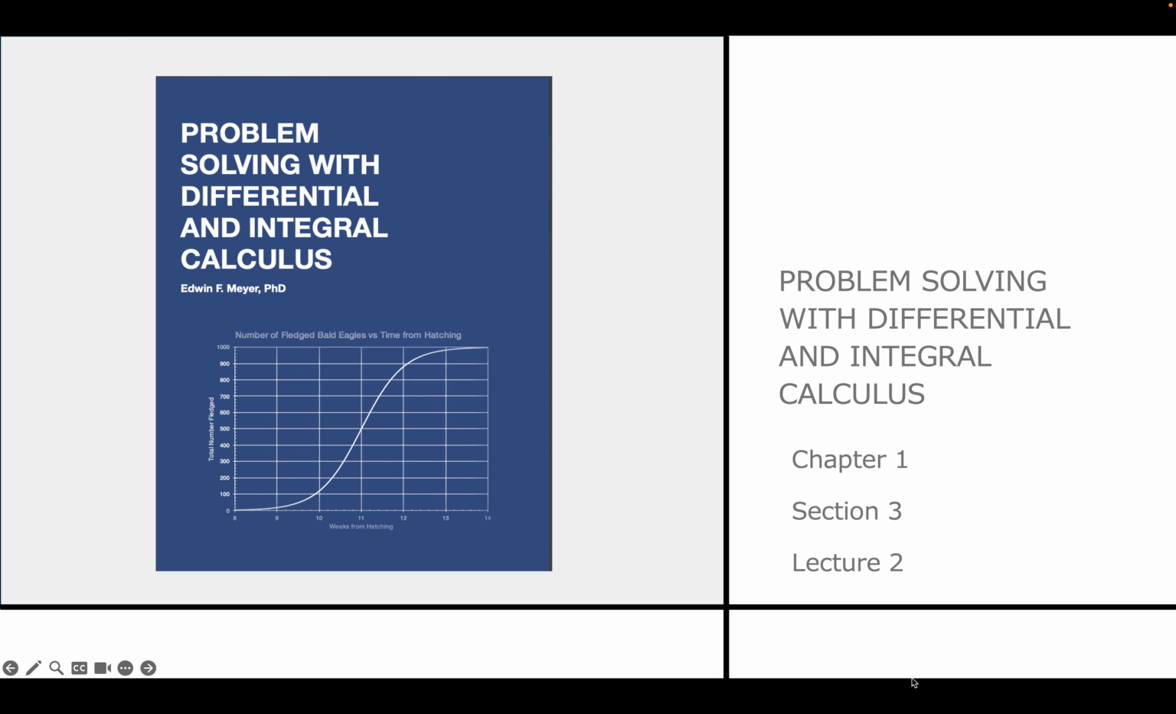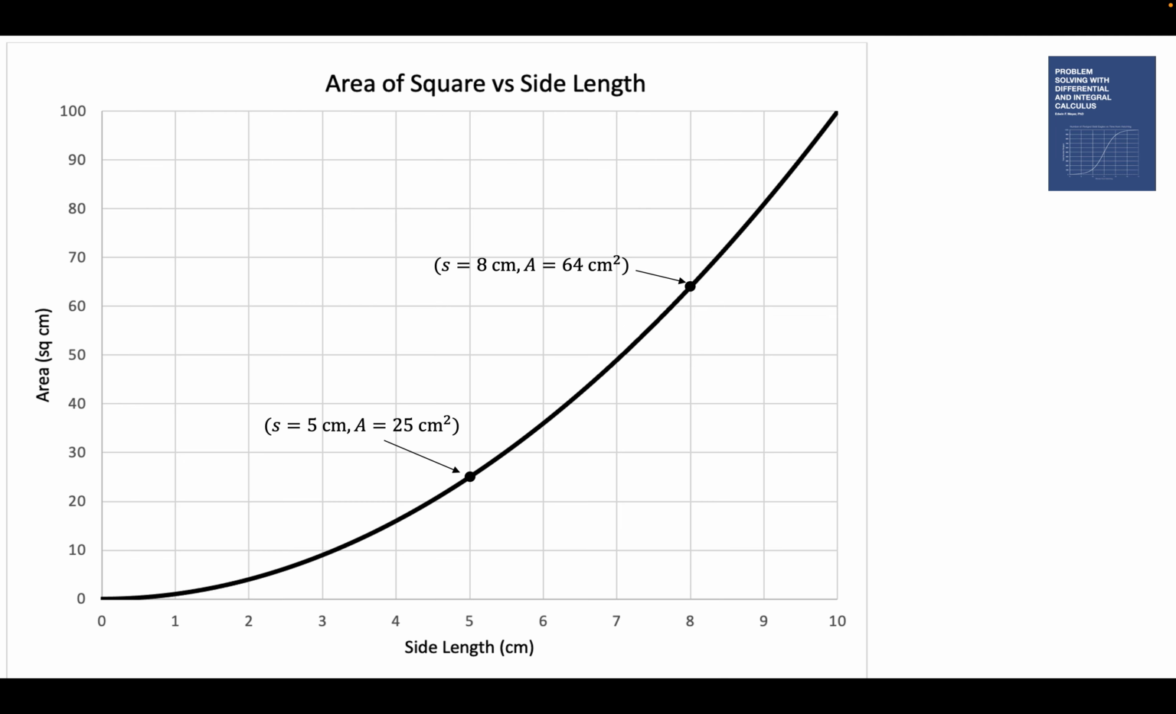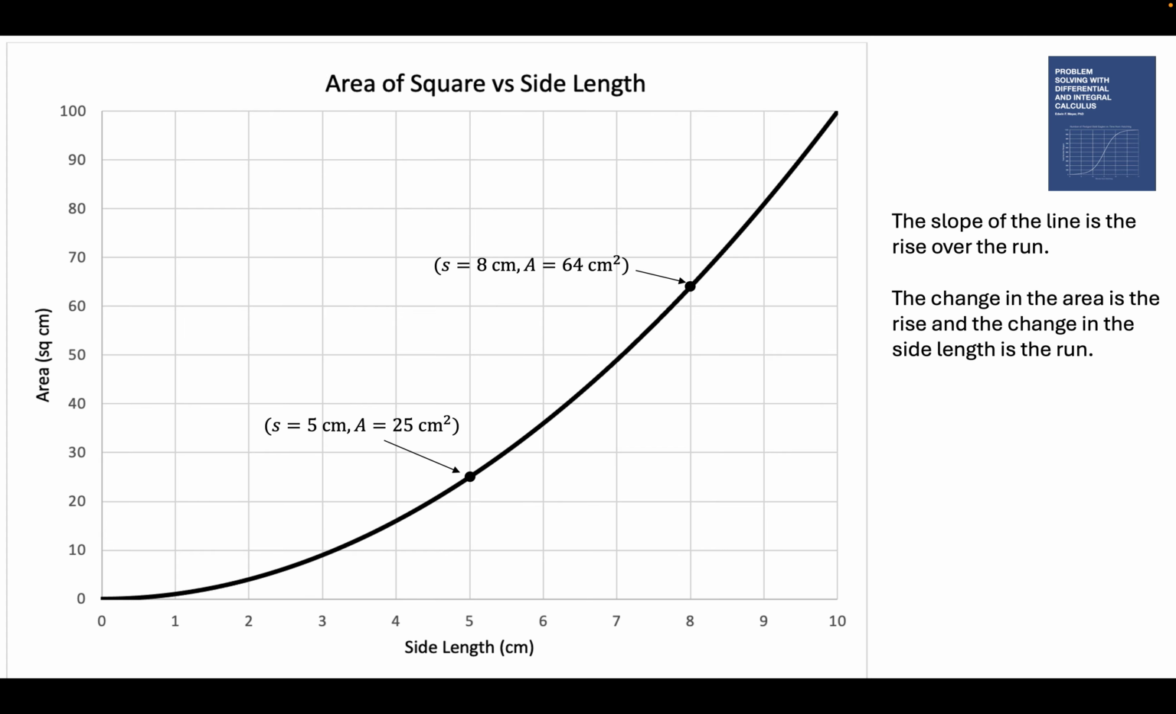This is section 2 of the lecture for chapter 1, section 3 in the book Problem Solving with Differential and Integral Calculus. Here we're going to be looking at the slope of a line that is curved. So the slope of the line is the rise over the run. The rise is the change in area, and the run is the change in the side length.